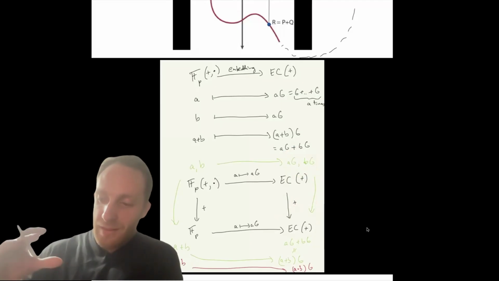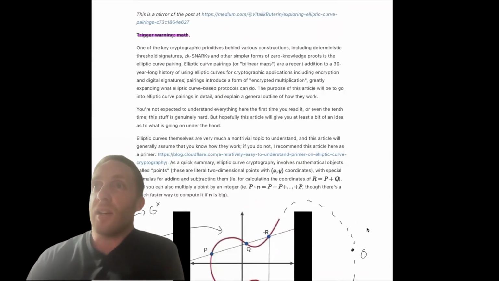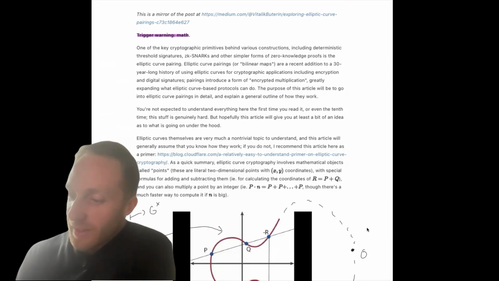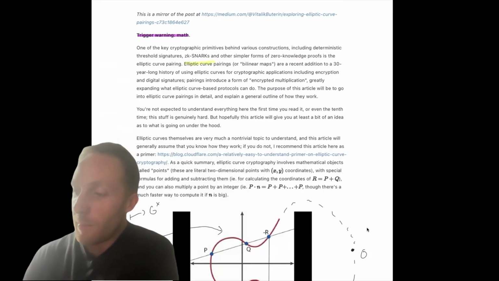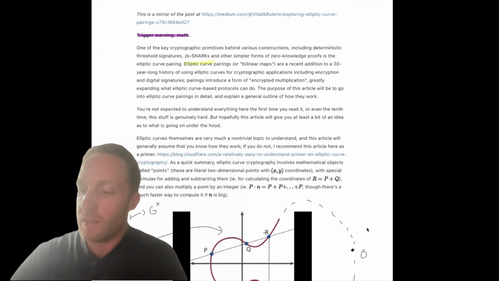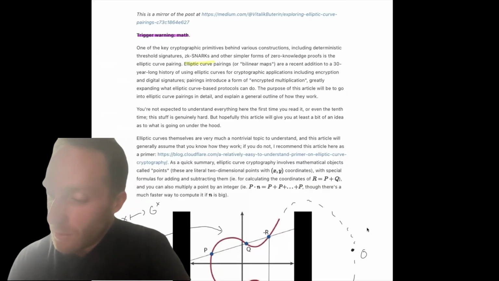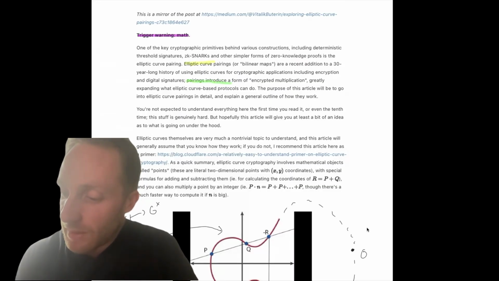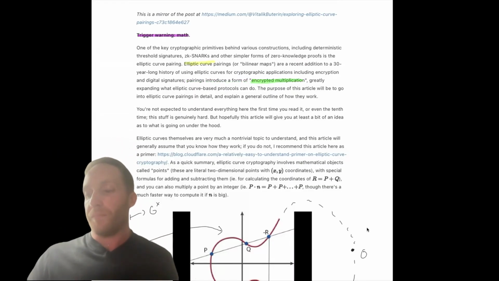Okay, now that we have this out of the way, this article starts with a very important thing, which is that elliptic curve pairings, bilinear maps, are a recent addition to a 30-year-long history of using elliptic curves for cryptographic applications, including encryption and digital signatures. All right, there we go. The key sentence: pairings introduce a form of encrypted multiplication. So I should highlight this, right? Encrypted multiplication.